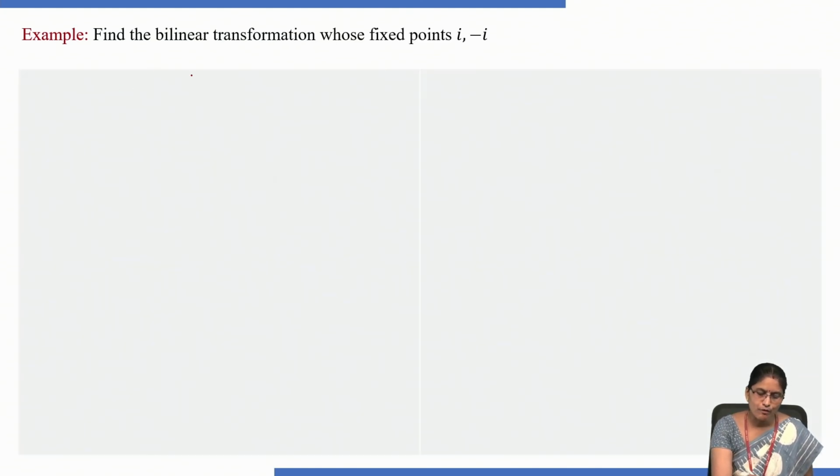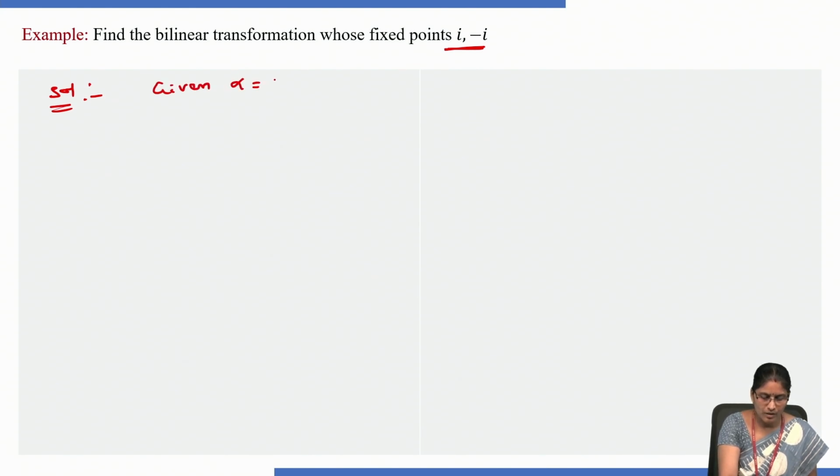Next example. Find the bilinear transformation whose fixed points are i, minus i. Previously, we had to find the fixed points, but now we have to find the bilinear transformation. The fixed points are given as i and minus i. Two fixed points are given: alpha is equal to i, and beta is equal to minus i.